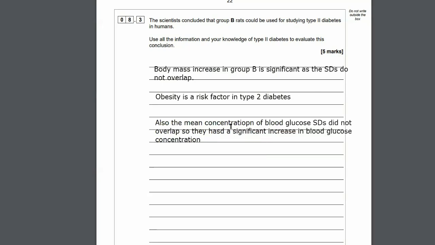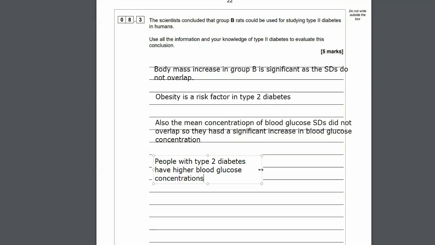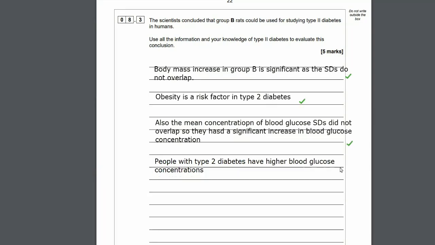Also, what else do we know? We know the mean concentration of the blood glucose, the standard deviations again did not overlap. So they had a significant increase in blood glucose concentration. Hey, guess what? People with type 2 diabetes have a higher blood glucose concentration.